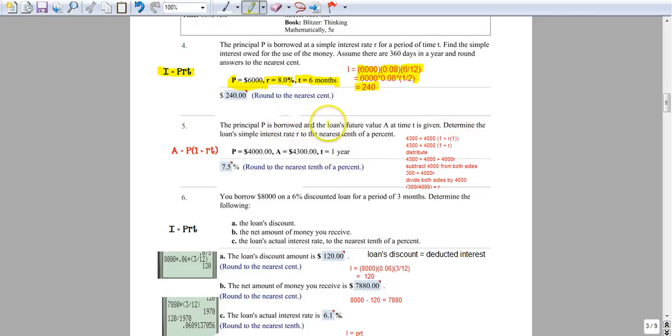Principal is borrowed and the loan's future value at time T is given. Determine the loan's simple interest rate to the nearest tenth of a percent. This is the formula when you're trying to determine a loan's future value if you're talking about simple interest. So we're just going to fill this in. A is given as 4,300. P is given as 4,000. And then 1 plus R times T. T is 1 because it's 1 year.